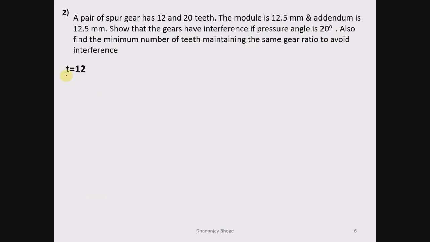Number of teeth on pinion 12. Pinion is always smaller than gear, and pinion is always the driving member. So write small t is equal to 12, that is, number of teeth on pinion are 12, and capital T is 20, number of teeth on gear are 20. Module is 12.5 mm.